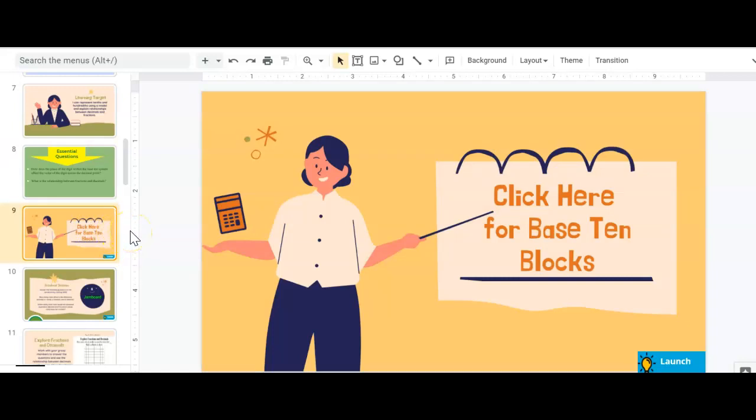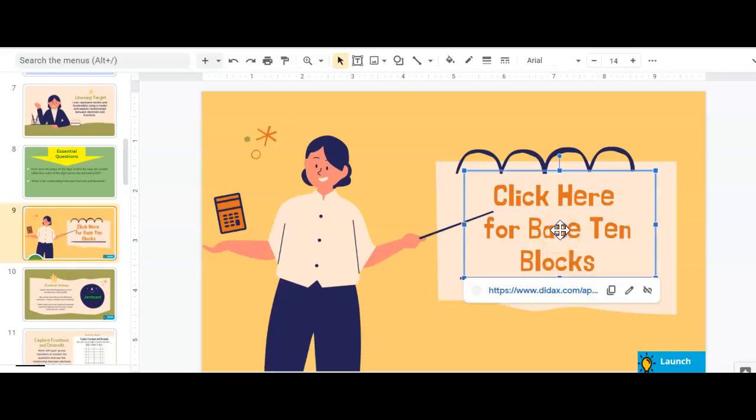So here we've got a link to base 10 blocks. All right, so here is a link to the base 10 blocks. We're just going to practice a little bit. I wanted you to watch me first, and then you can go ahead and practice on your own. But this is something that we've done before this school year.